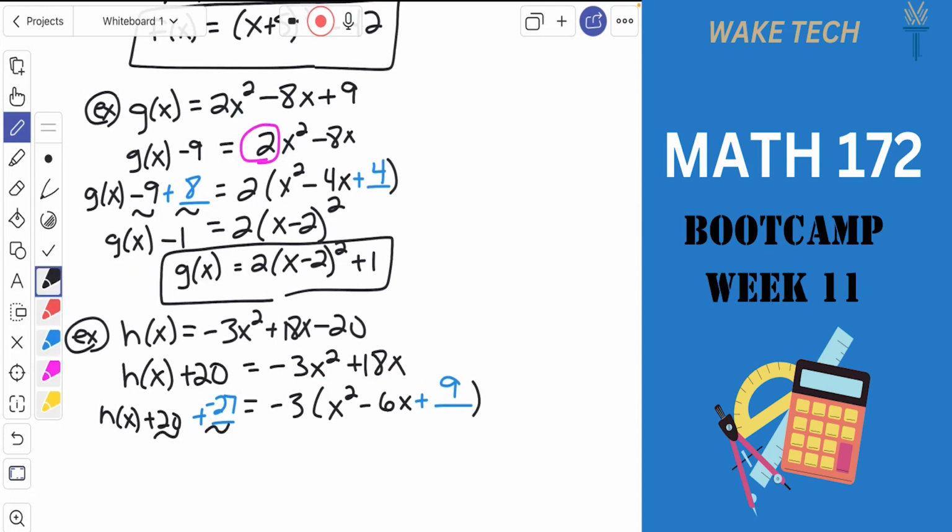That gives us on the left side h of x minus 7, and it's equal to -3 times (x minus 3) squared on the right. And that's our perfect square over there. Last thing to wrap this up is to move the 7 to the right side by adding it.